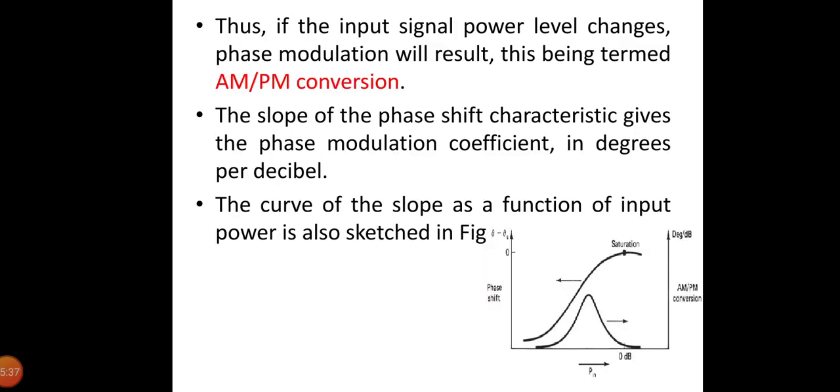And this is plotted in this diagram as a function of the input power. Thus, if the input signal power level changes, phase modulation will result, and this is termed AM/PM conversion. The slope of the phase shift characteristic gives the phase modulation coefficient in degrees per decibel. The curve of the slope as a function of input power is also sketched in this diagram.